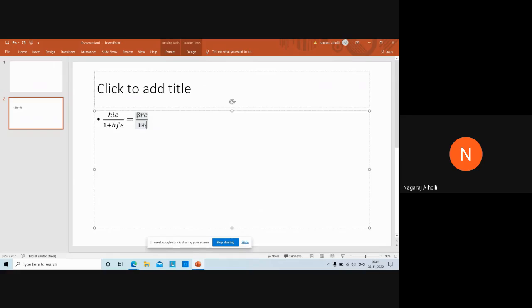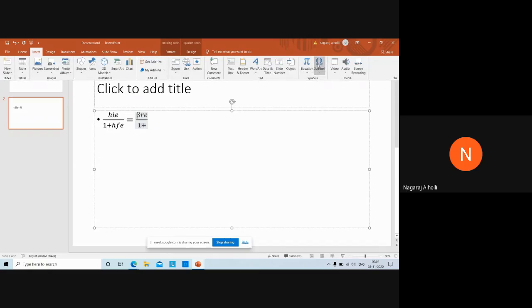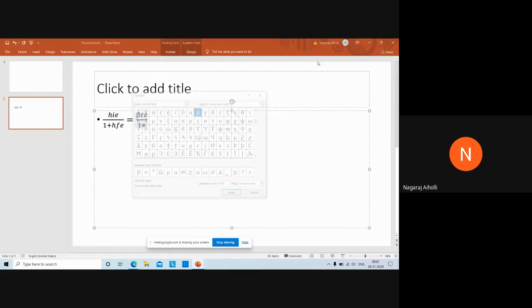What is HFE, students? In the RE model, HFE is equal to how much? HFE is beta. Yes or no? HFE is beta in the RE model. Therefore, write it here: 1 plus HFE is 1 plus beta.